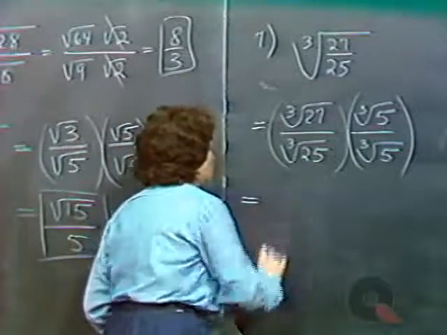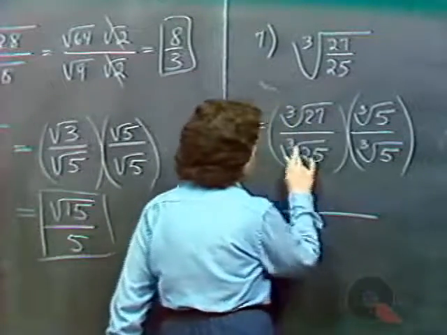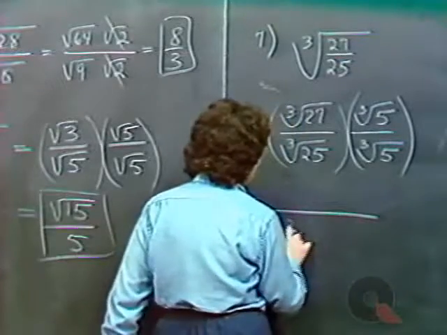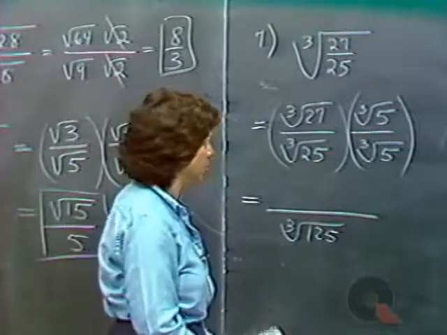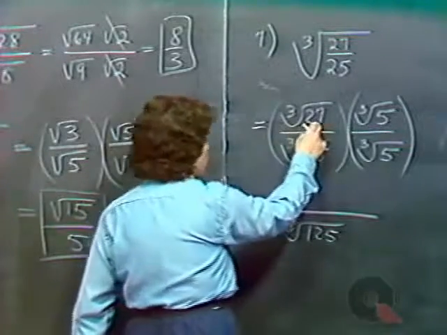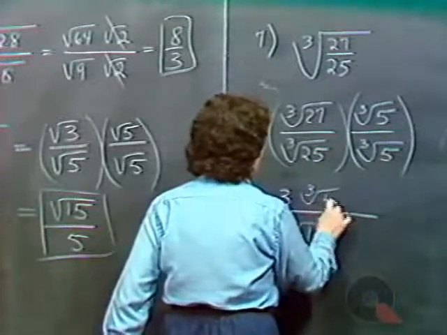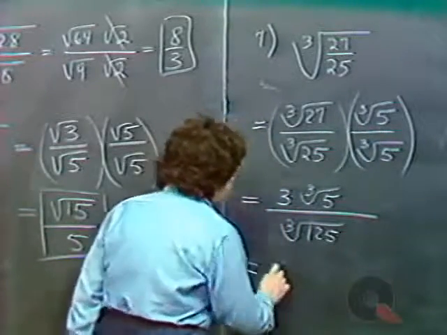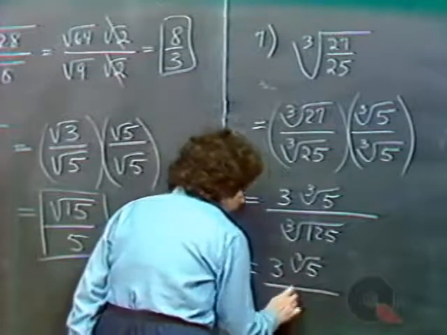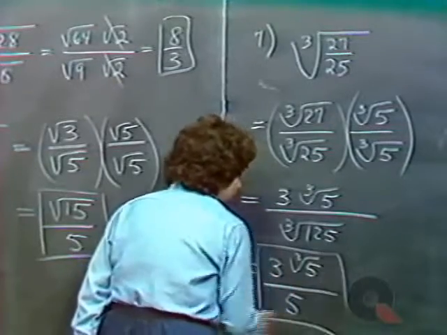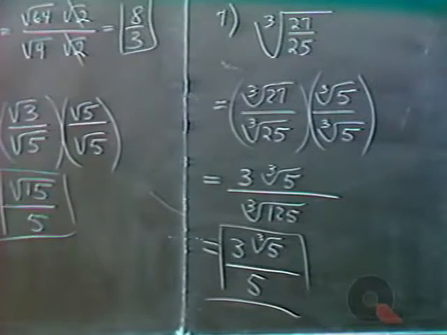Let's see why. On the bottom now, we'll have the cube root of 25 times the cube root of 5, which is the cube root of 125. Now, 125 happens to be a perfect cube. On the top, we have the cube root of 27. Well, the cube root of 27 happens to be 3 times the cube root of 5. So we get 3 times the cube root of 5 over the cube root of 125, which is 5. So 3/5 times the cube root of 5.